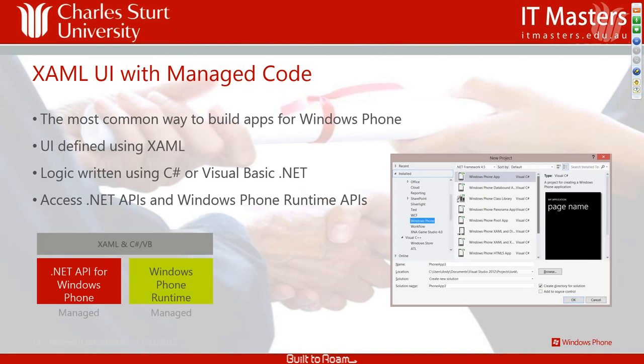Okay. If you look on the right-hand side, we'll see the new project dialog from Visual Studio, and you can see there's a number of different options in terms of just the purely managed application. So we've got a Windows Phone app, which is our very base level application. There's really no template there other than a basic page. We've got a data-bound option, we've got a class library, we've got panorama apps, and we've got pivot apps. So some demonstrating app templates that we can use to base our project on.